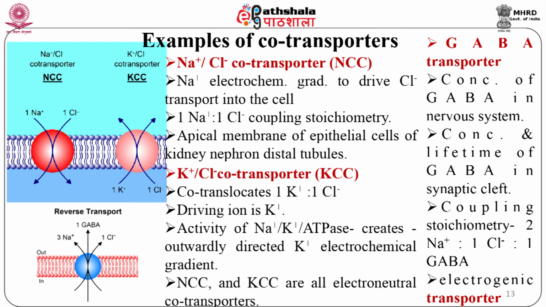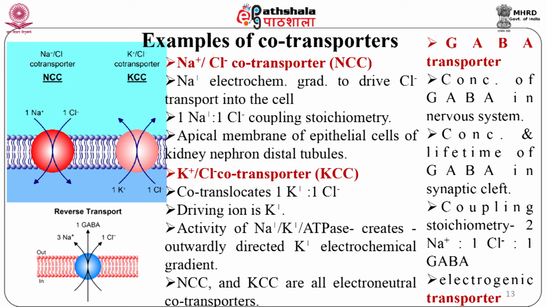The transporter for the inhibitory neurotransmitter gamma-aminobutyric acid, that is GABA, belongs to a large family of Na+ and Cl- coupled transporters. The GABA transporters, that is GAT, regulate the basal concentration of GABA in the nervous system. They regulate the concentration and lifetime of GABA in the synaptic cleft. The GABA transporters couple the inward translocation of both 2 Na+ and 1 Cl- to 1 GABA. Therefore, GABA transporters are electrogenic.